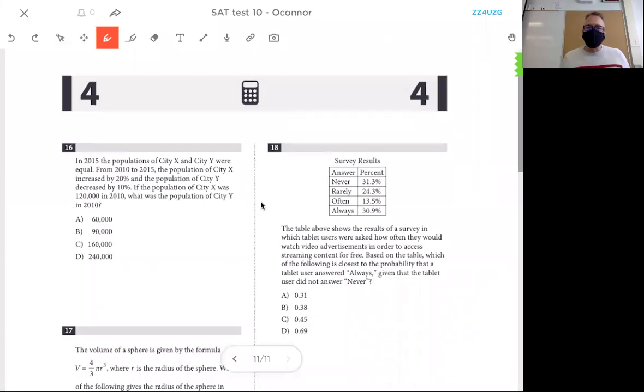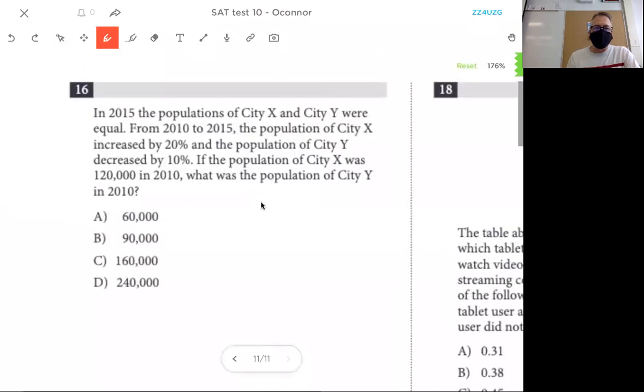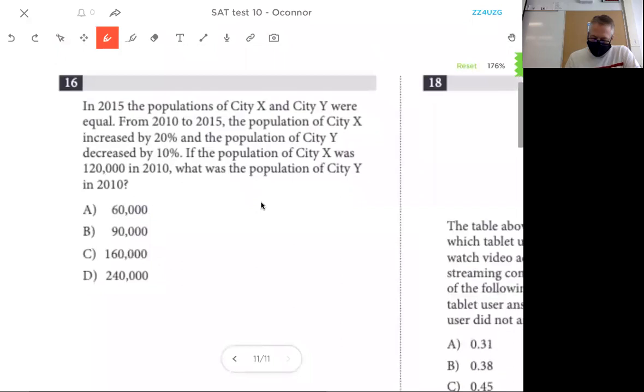Okay, regardless of what problem you guys are on, let's just take a look up at what we're doing, and I'll give you guys some hints or clues as to how we could make some good educated guesses if we are at that point. So for problem 16, it says in 2015, the population of city X and Y were equal, and from 2010 to 2015, the population of city X increased by 20%, and city Y went down by 10%. City X was 120,000 in 2010.